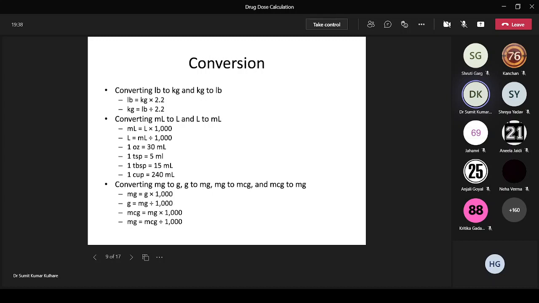Then 1 cup is equal to 240 ml. And milligram to gram, you already know. Micrograms is again 1,000 times smaller than the milligram.